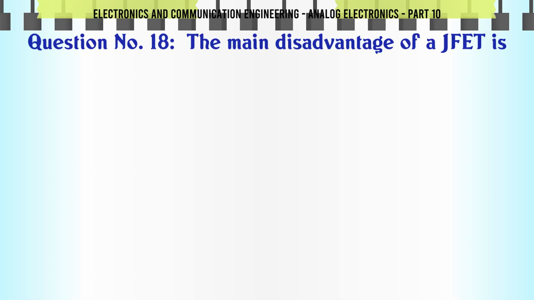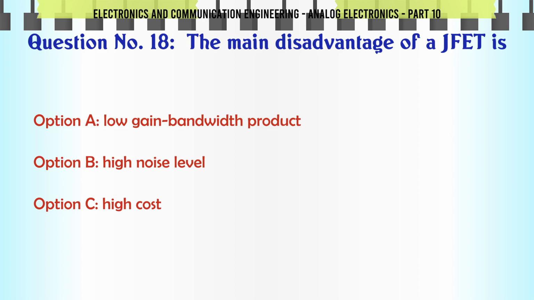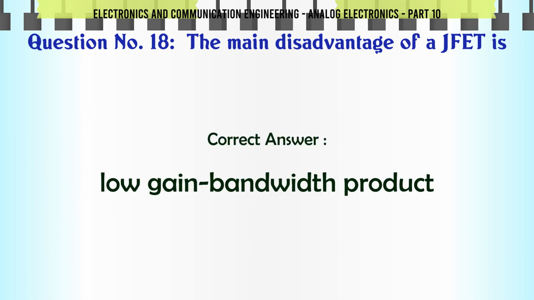The main disadvantage of a JFET is: A. low gain bandwidth product. B. High noise level. C. High cost. D. Low gain. The correct answer is low gain bandwidth product.